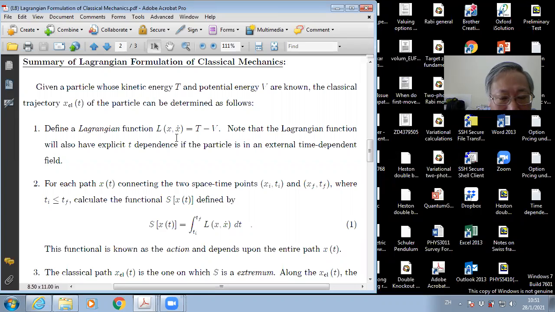Now, note that the Lagrangian function will, in general, have explicit time dependence if the particle is in an external time-dependent field. Okay. However, in this course, we will concentrate on those cases without explicit time dependence most of the time. Okay.